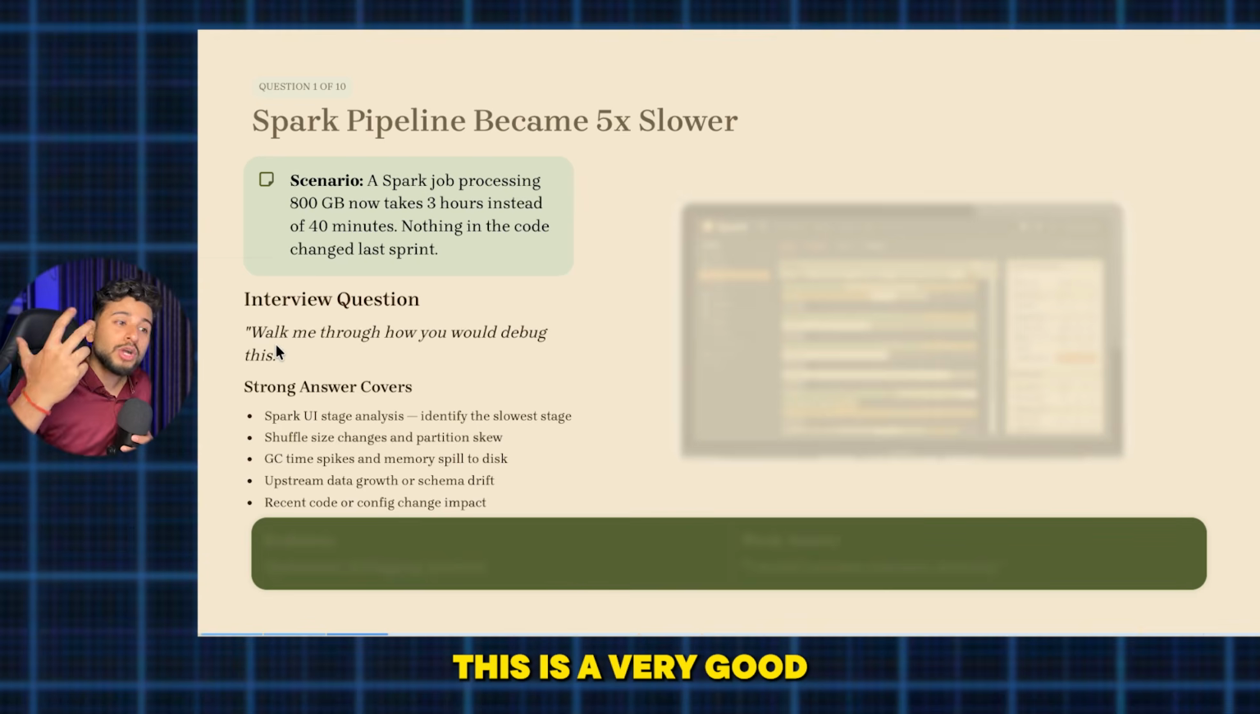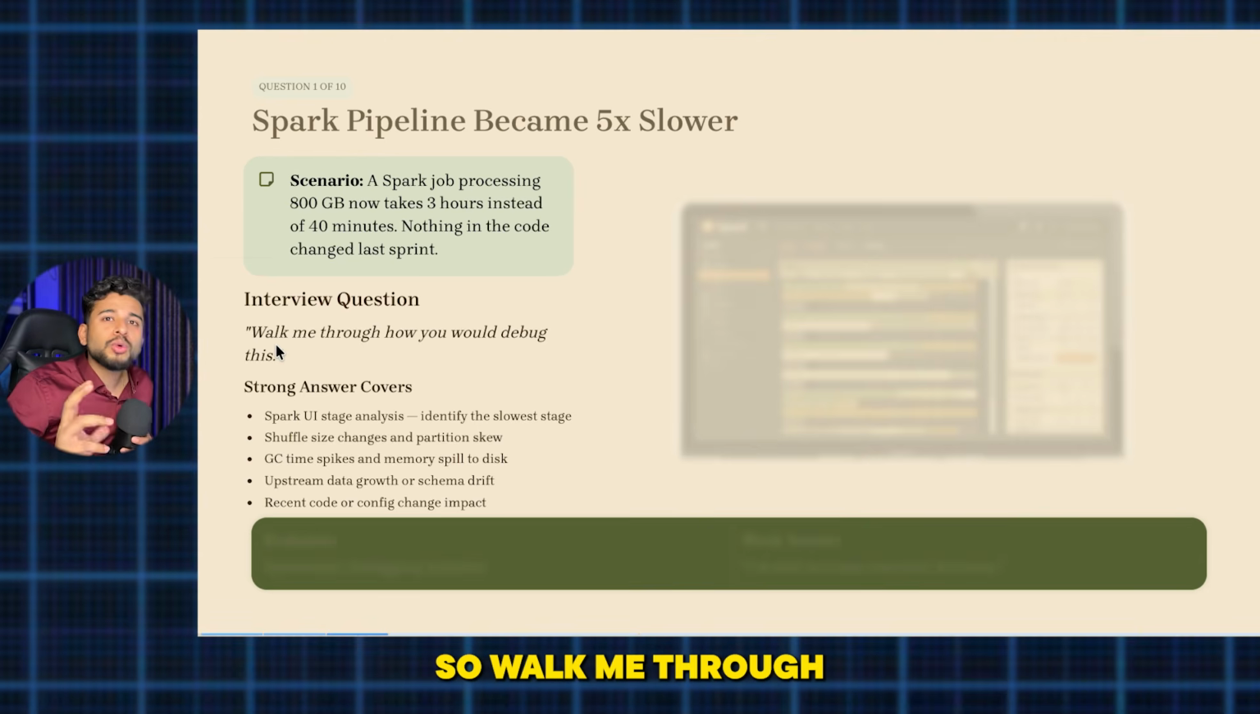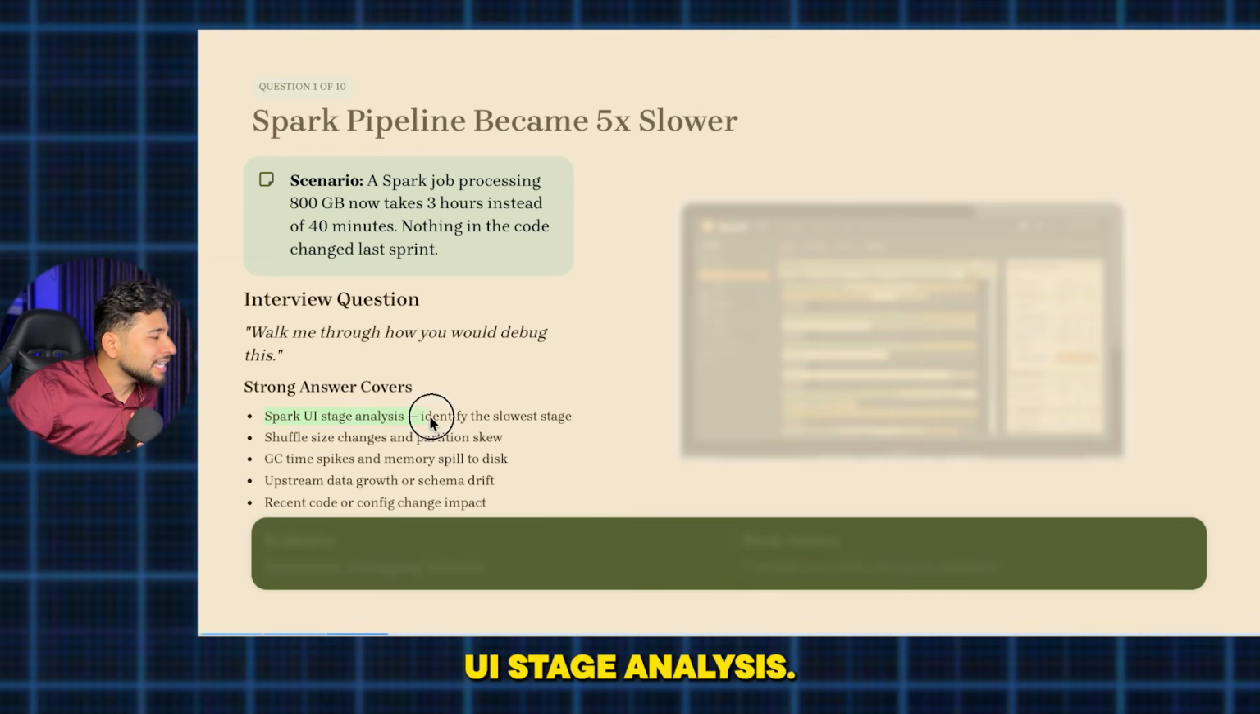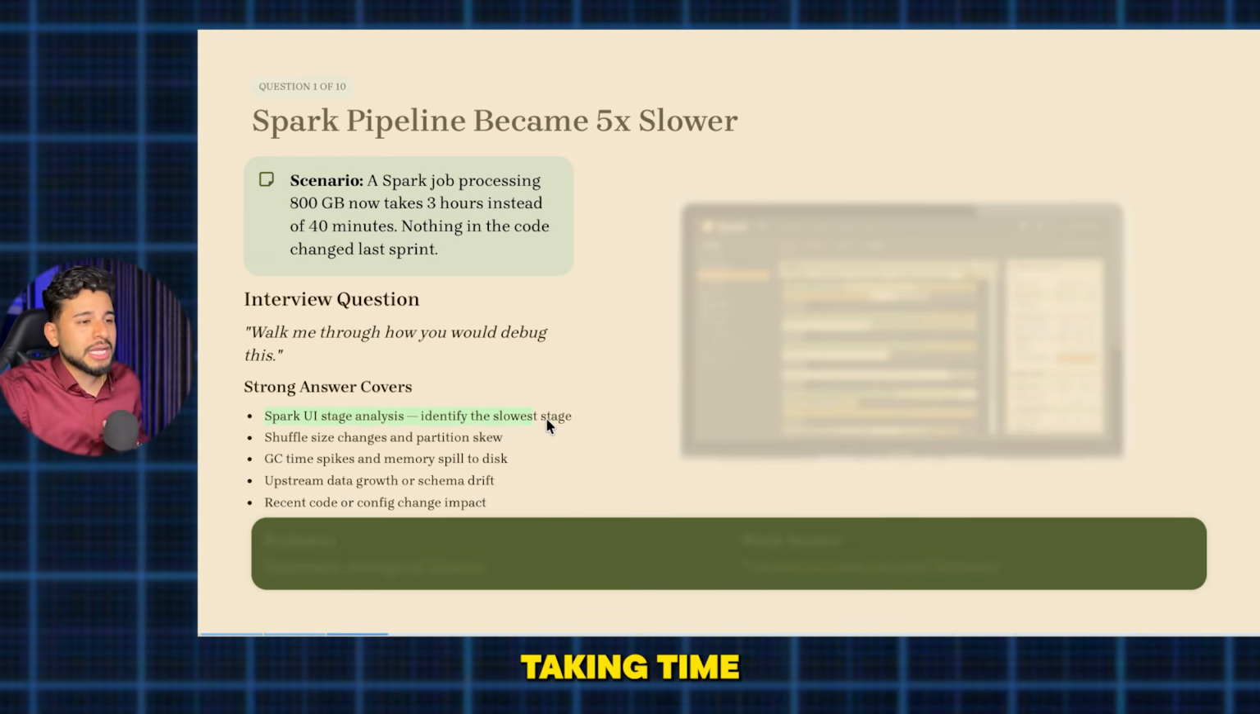This is a very good scenario-based question. The interviewer is asking: 800 GB previously took 40 minutes, now it takes 3 hours, so walk me through how you will figure out what is going on. The answer is like this. First, I'll do Spark UI stage analysis: which is the slowest stage, why it is taking time, where it is taking maximum time.